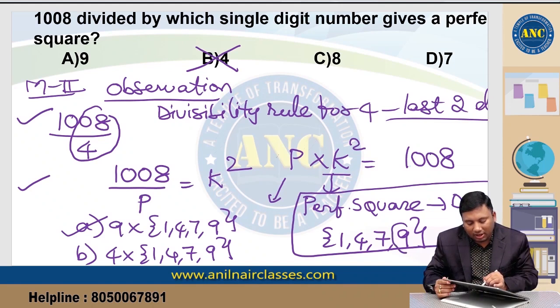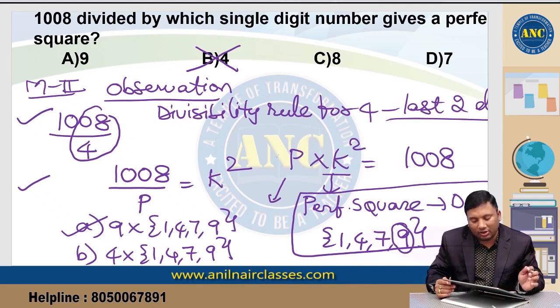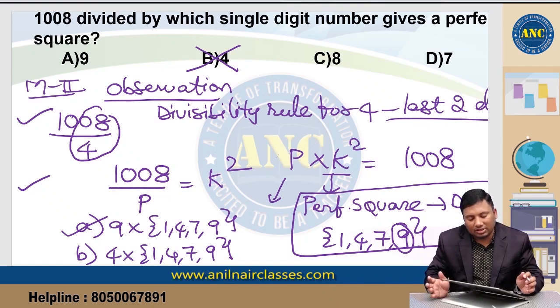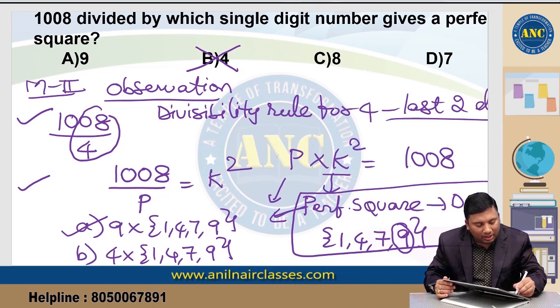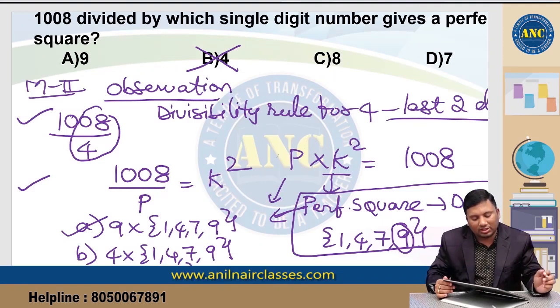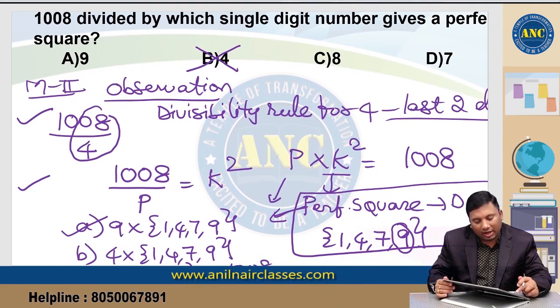Why? Because one of the possible digital sums is 9. 9 into any number will give you the digital sum 9. So we are getting almost all the options the same. So try not to use this logic. What you do is use the logic that a perfect square never ends with 2, 3, 7 or 8, equivalent to 1008. Check it with the options. 4, is it giving me 8 at the end?